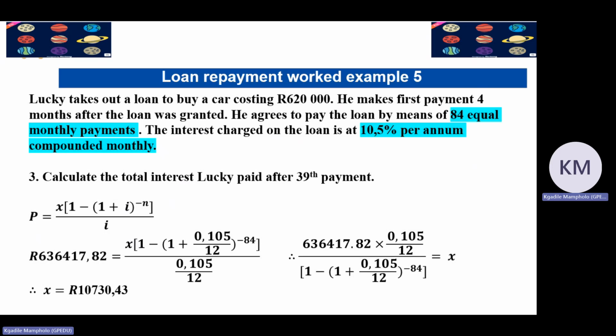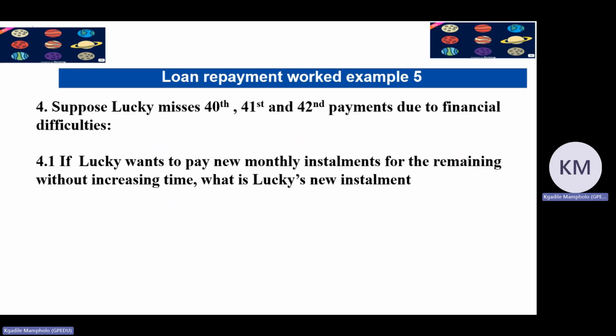Then we did that. Suppose Lucky misses the 40th, 41st and 42nd payment due to financial difficulties. Here I deliberately said 40, 41, 42 because we already calculated the outstanding balance after 39 months, so that we don't repeat the same step in this question.